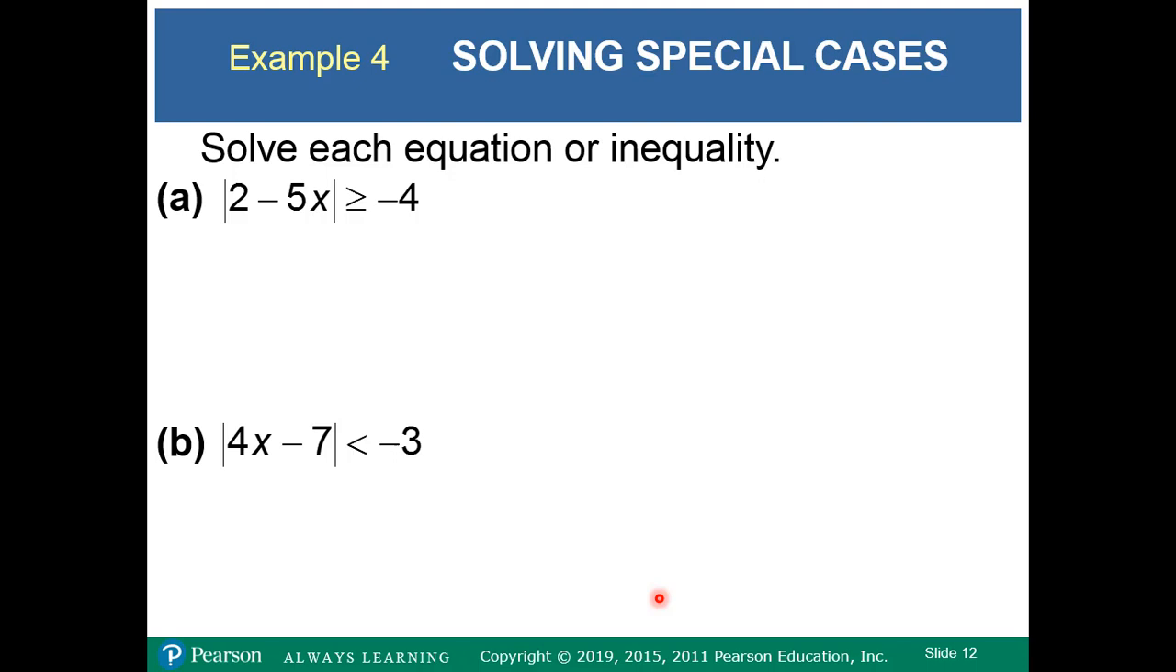Okay, now solve each equation or inequality. So here we go. So now what are we going to do? We're going to do the same thing. So now all we're doing is this is greater than or equal to. So we're going to do the same thing. This means that 2 minus 5x is greater than or equal to negative 4, or 2 minus 5x is going to be less than or equal to 4.